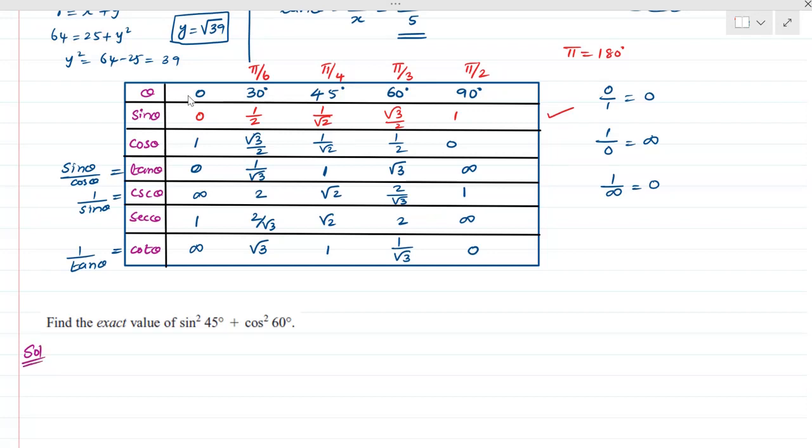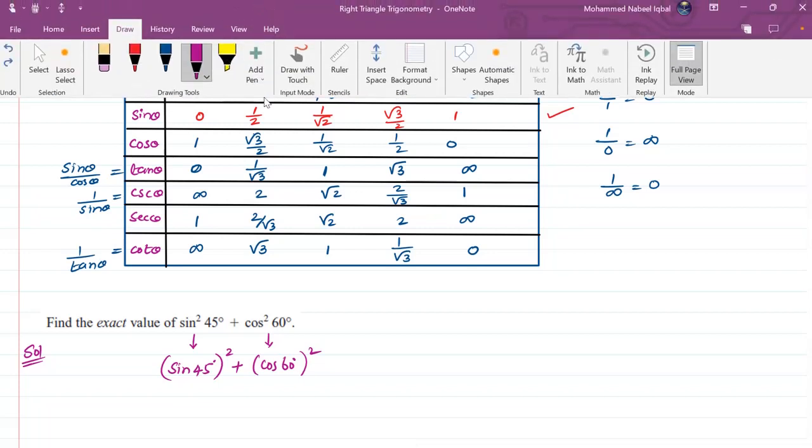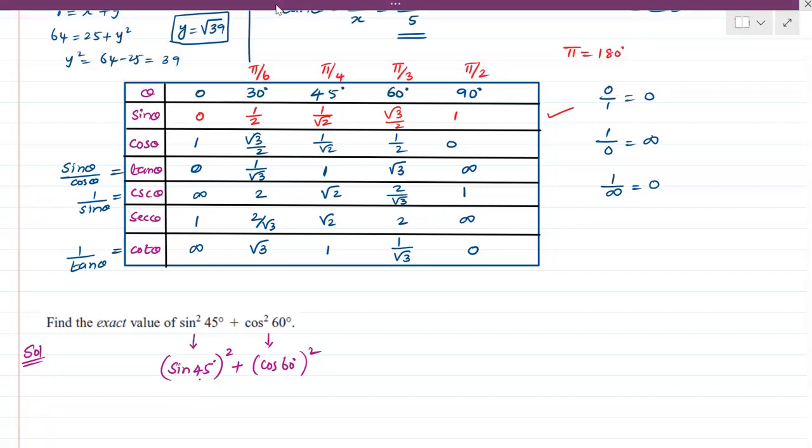Sine square 45 and cosine square 45. I can write this first as sine 45 whole square plus cosine 60 degree whole square. Since I have the value for the cosine and sine, sine 45 is 1 over root 2, and cosine 60 value is half.